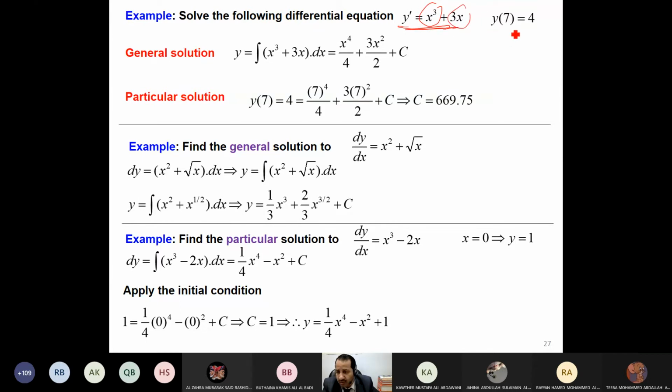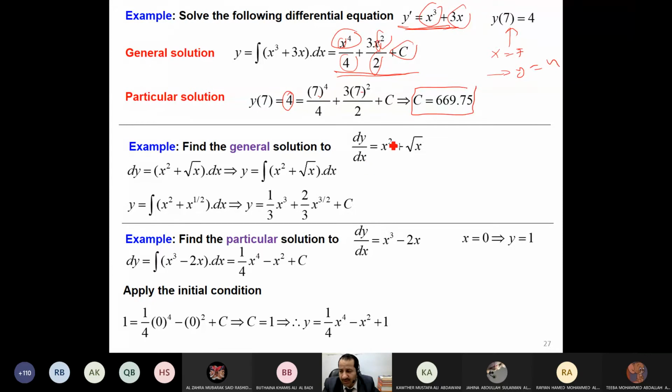Now, if he gave you an initial condition here, you see I integrated. You see x to the power 4 over 4, x to the power 2 over 2, plus c. If he gave me an initial condition, he told me here that x equals 7, then y equals 4. So I will say, okay, 4, which is y, equals, I will substitute for each x by 7. I do the math, I get C. So the initial condition given to you is just to find the constant C.